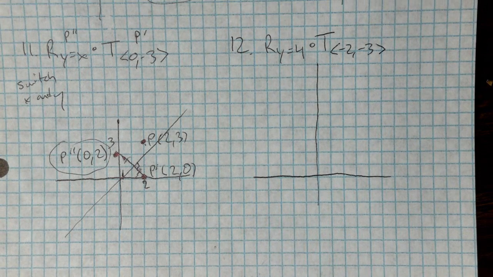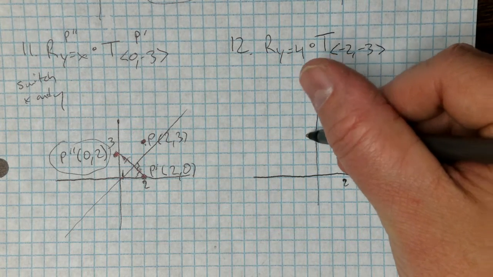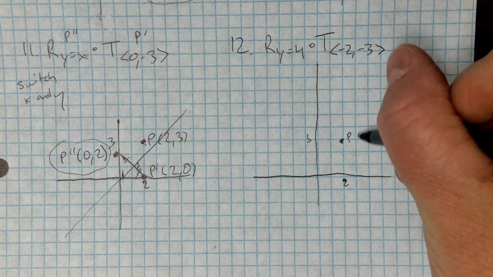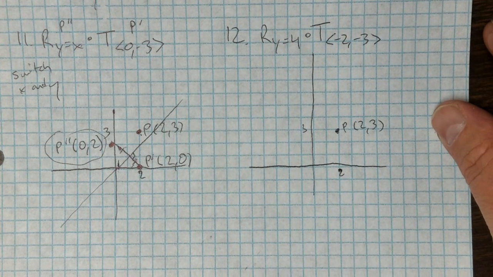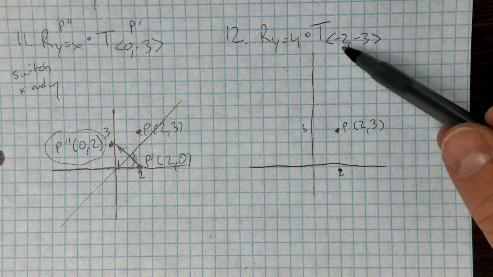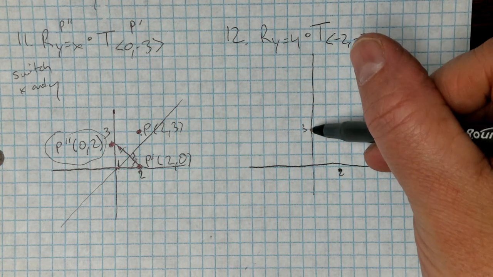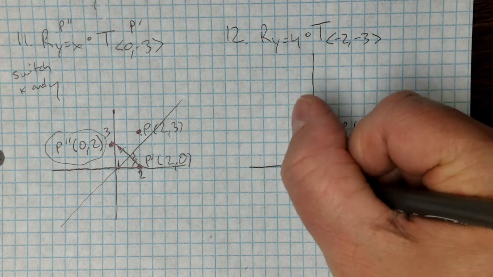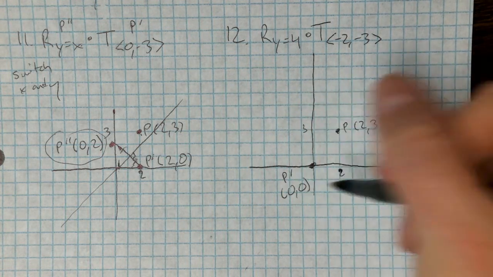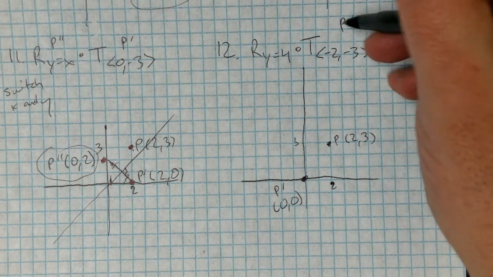Okay, so again, our original point was at 2, 3. And we want to go left 2, down 3. Left 2, down 3. That gets you to the origin. So P prime is 0, 0. So that's the P prime part.